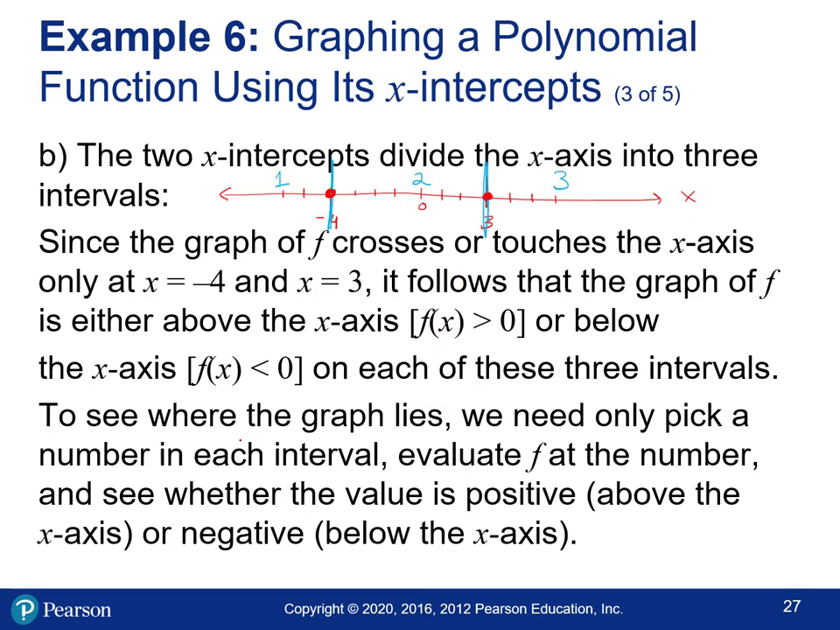Okay, and so one way to work this out is to just pick numbers in these 3 areas, these 3 intervals, and then see where you're going to have points. So from negative infinity to negative 4, we're going to pick a number. Anywhere between negative 4 and 3, we're going to pick a number, and then anywhere from 3 to infinity, we're going to pick a number.